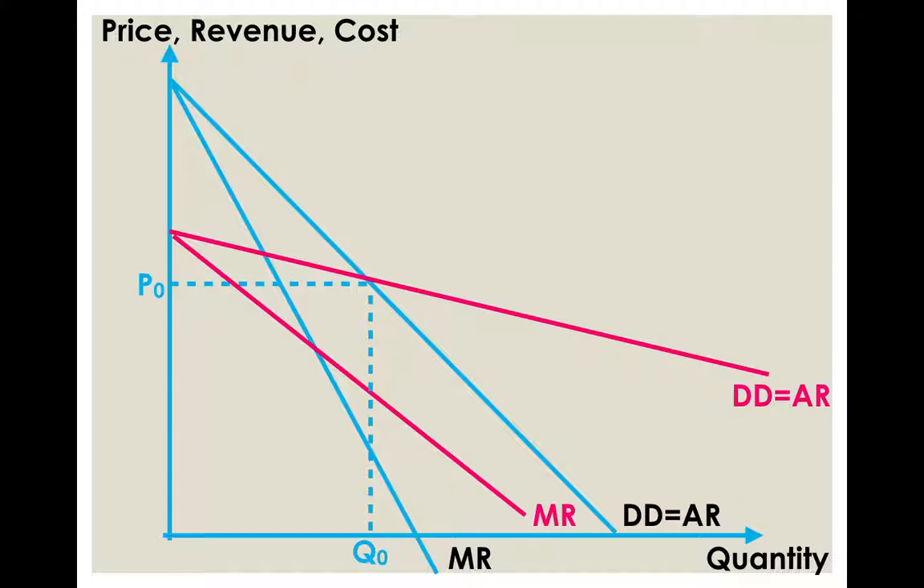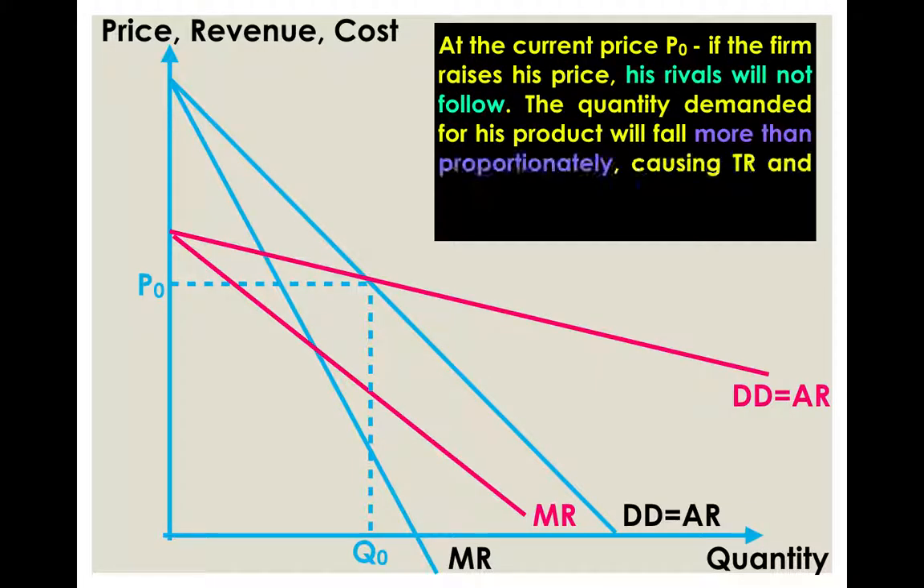How does the kink demand curve show price rigidity? How does the kink demand curve show that prices are unlikely to change from the current price of P0 and Q0? Now consider this, at the current price of P0, let's say if the firm raises its price, do you think his rivals will follow? No, his rivals won't follow.